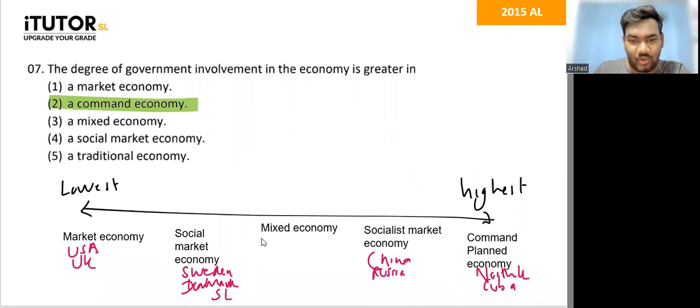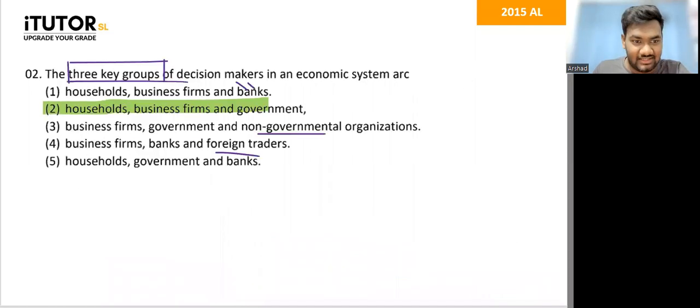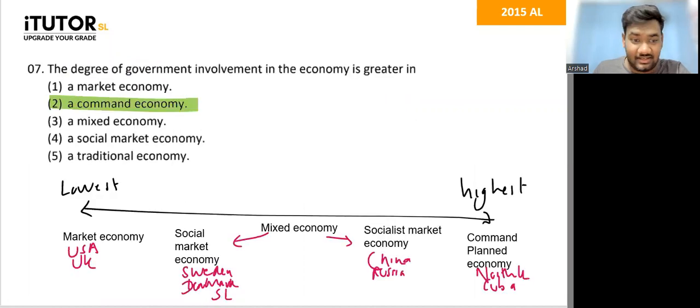So the mixed economy is divided into these two. Is that fine? Usually, social market economies are comparatively better. If you look at a lot of indicators, like the World Happiness Index, the social market economies are doing better. Right, so 2015 is also done.